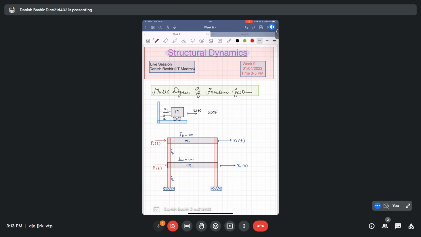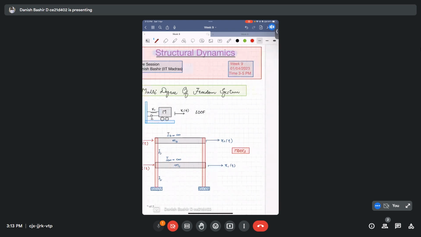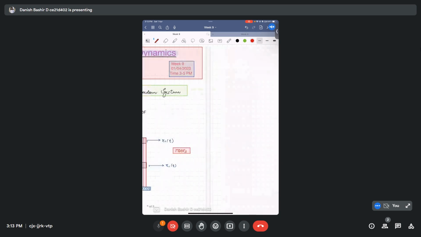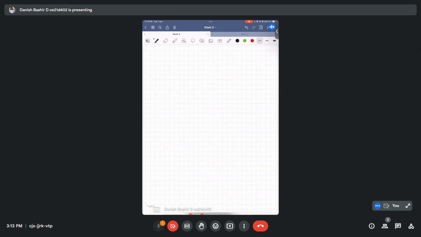So how will we approach this multi-degree of freedom system problem? We will be studying it today. I will draw the free body diagram of each floor. So for floor one, that is mass M1.